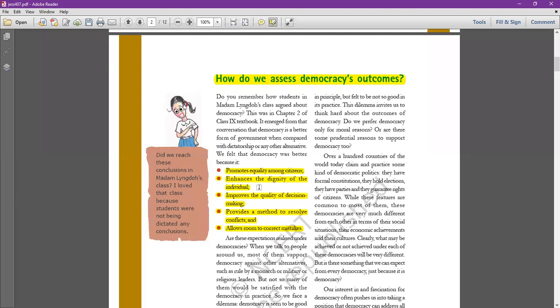So therefore democracy क्या करती है? Enhance करती है इस dignity को. हर कोई dignity के साथ में जी सके, आत्मसम्मान के साथ, self respect के साथ. Third point है improves the quality of decision making. How? You know, in democracy there are lots of institutions involved in the decision making.